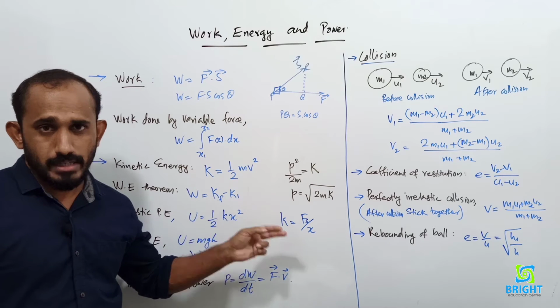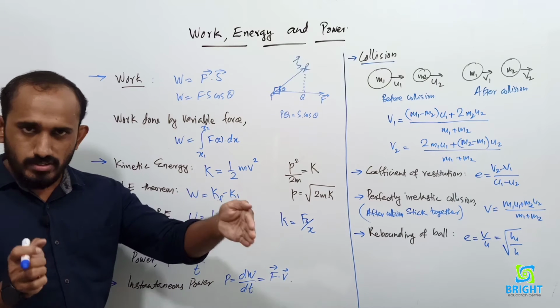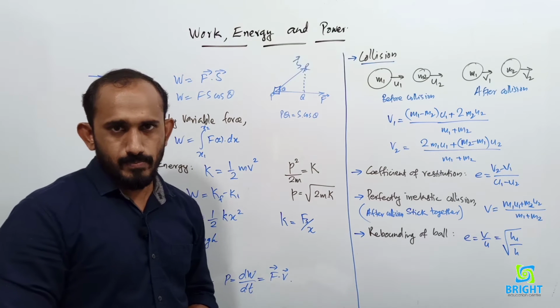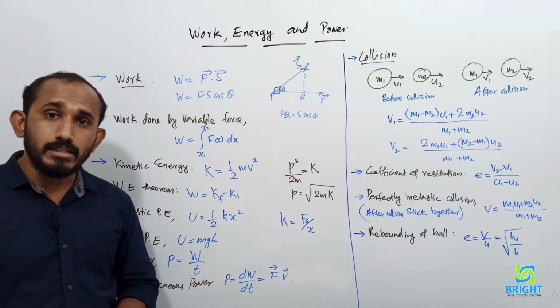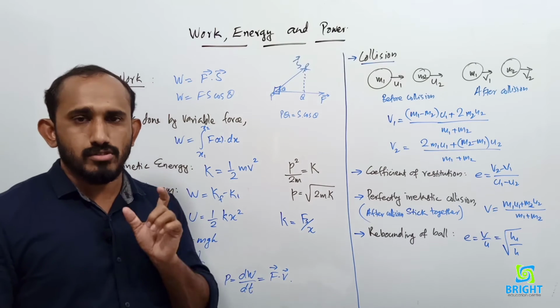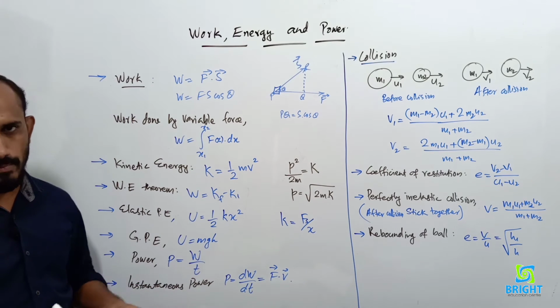From one position to another position, x1 and x2 is given, x2 square minus x1 square you can use it. So difference in energies also you can find out. Now what is power? Power is rate of work done or rate of consuming of energy. Work by time or energy by time is called power.